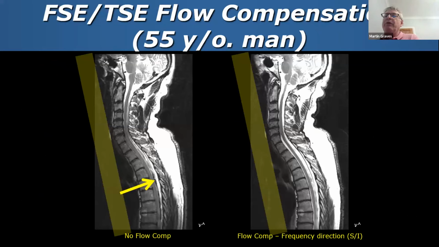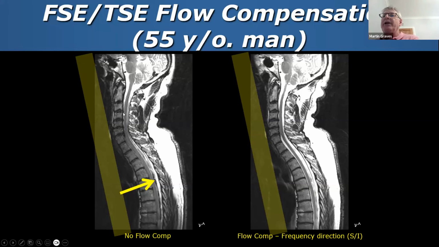And here's an example. This is not a pediatric case, but just to illustrate the effects, this is in a fast spin echo T2, and you can see that we've got signal loss here due to turbulent flow or high velocity flow within the cord. But if we apply flow compensation, because this is fast spin echo, we apply it in particular directions. Here in the frequency encode direction, if we can do that, we substantially reduce that artifact.